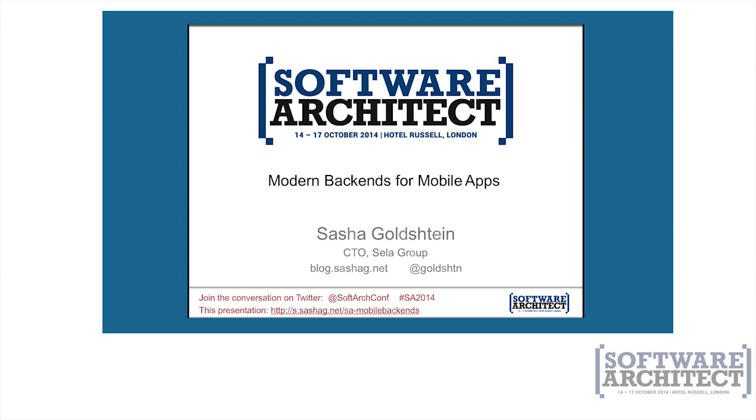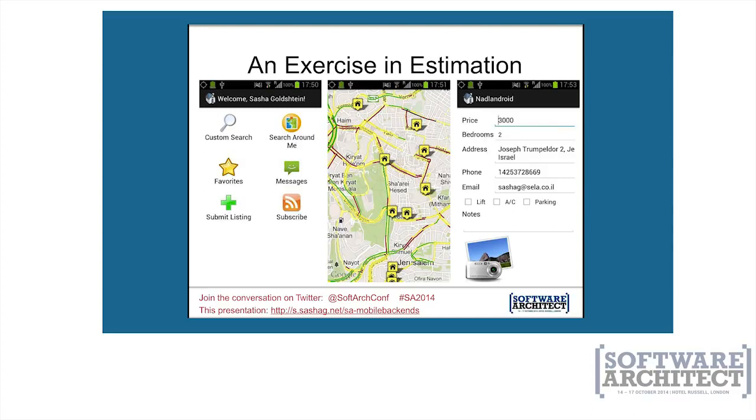So I'd like us to do a little exercise in estimation. This is an Android app that I actually built a few years ago. It doesn't have the most modern look and feel, but it's not quite as simple as it looks. It's an app for renting apartments. It's called Netlandroid. Netlan in Hebrew is an acronym which is short for real estate. So Netlandroid is an application for renting and selling apartments, which sort of made sense to me at the time.